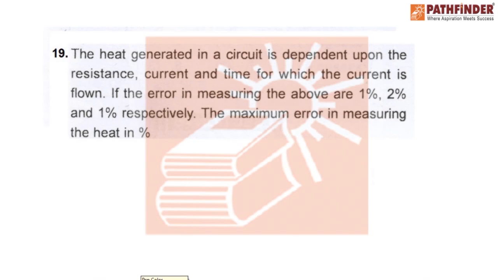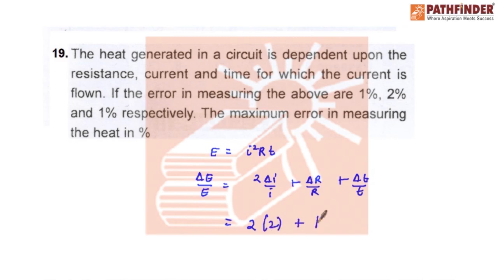The heat generated in the circuit is dependent upon the resistance, current and time. If I write the formula, then energy is equal to I square RT. If the errors in measuring the above quantities are 1%, 2% and 1% respectively, then what is the maximum error in measurement of heat? We can write delta E by E is equal to twice of delta I by I plus delta R by R plus delta T by T. Twice of delta I by I, with the measurement of current being 2%, resistance 1, time 1. So 6% error is there. So for this particular question, 6 is the correct answer.